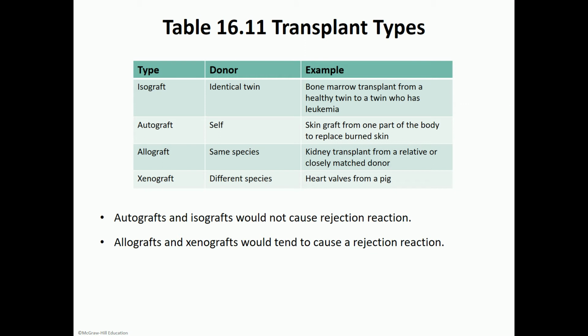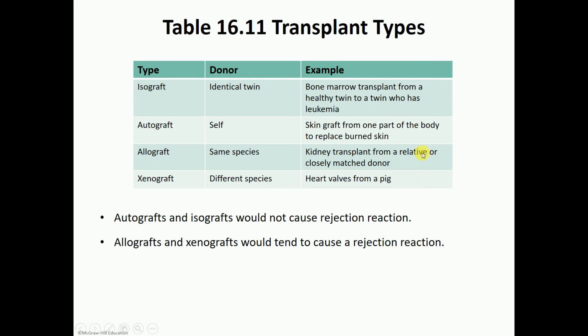Actually, both of these, isograft and autograft, so either self-donation or donating to an identical twin, do not cause rejection reactions. What do cause rejection reactions are allograft and xenograft. So let's see what they are. Allograft means donations between members of the same species. So if I cannot donate to myself, or if I don't have an identical twin, I'm going to get from somebody else that is still a human.